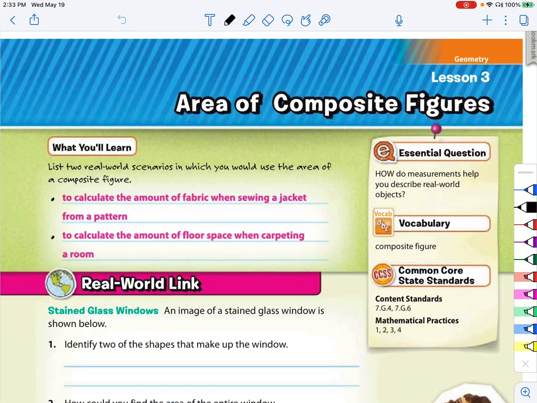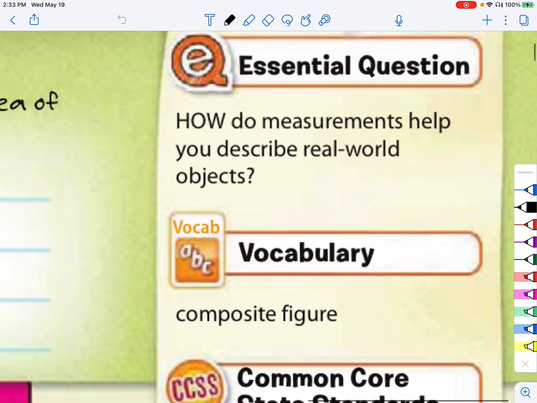This is lesson 3, chapter 8, area of composite figures. In the first two lessons of this chapter, we discussed circumferences and areas of circles. Okay, we go back to the essential question here. How do measurements help you describe real-world objects?